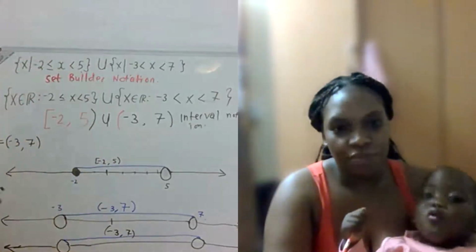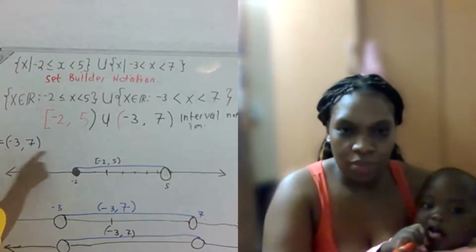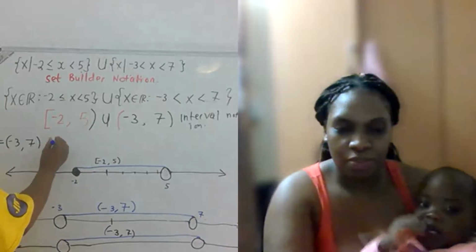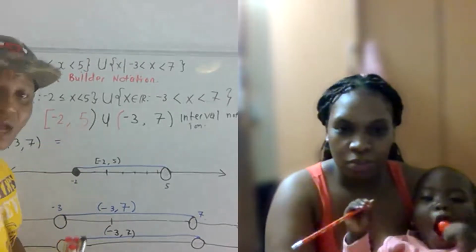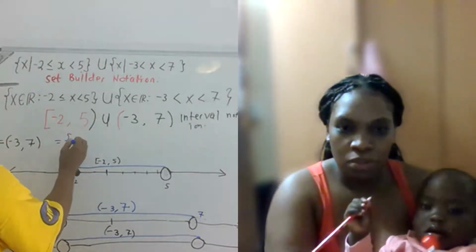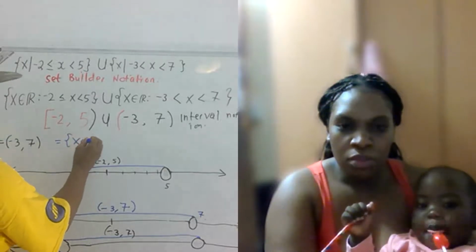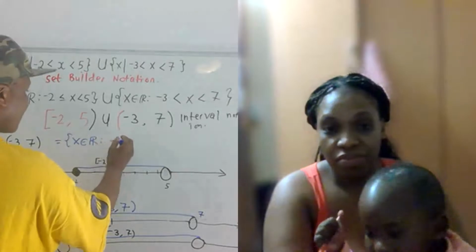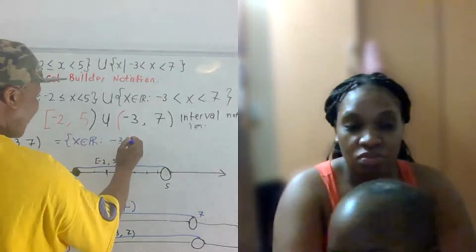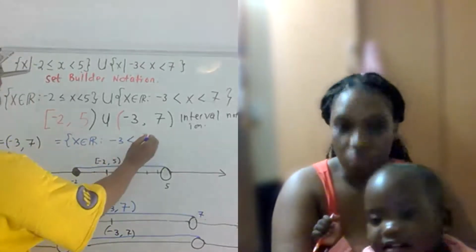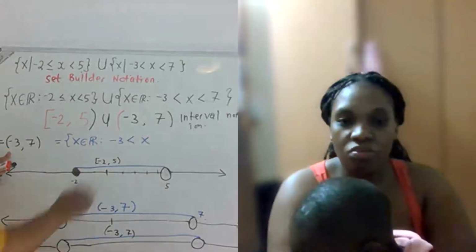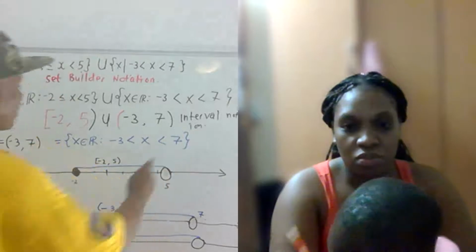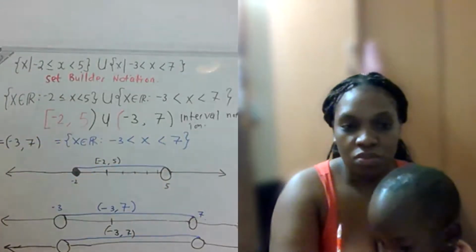Okay. Let's find the intersection. So this is going to be everything here, right? Like if you unite all these quantities. But if you want to write it in set-builder notation, I could have said x is an element of the real numbers, whereby x starts from negative 3 and then excluding 7. That's the union. Do you understand?